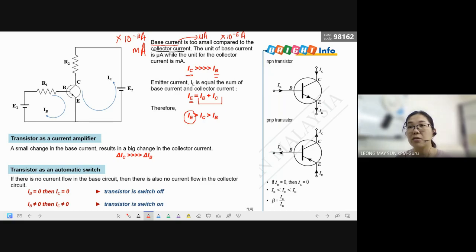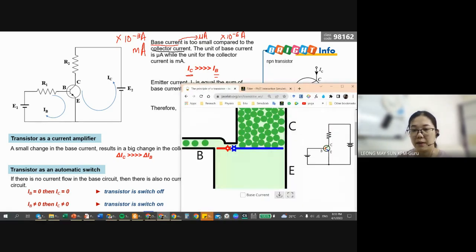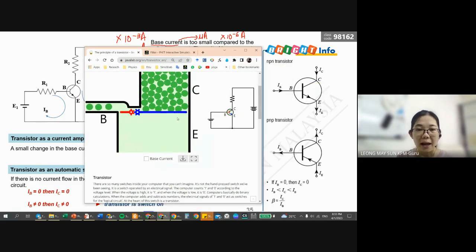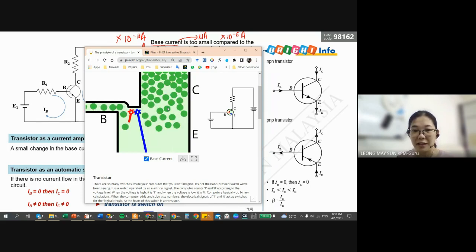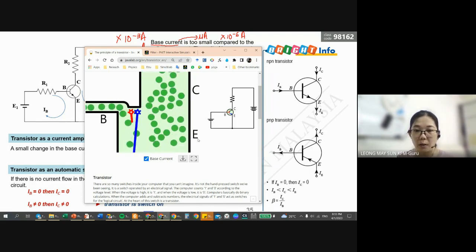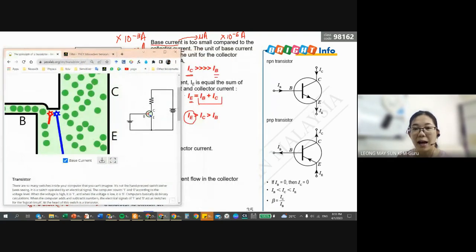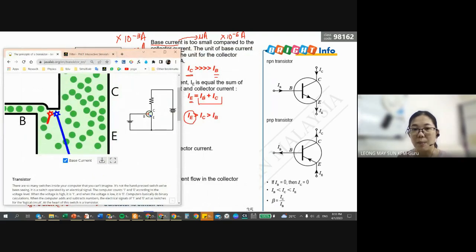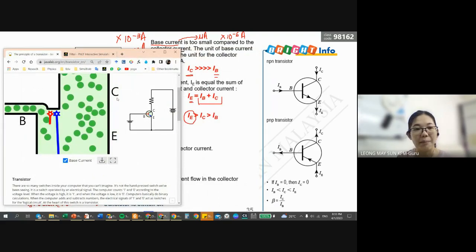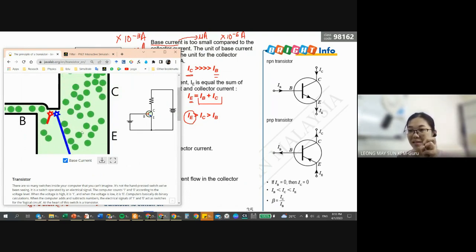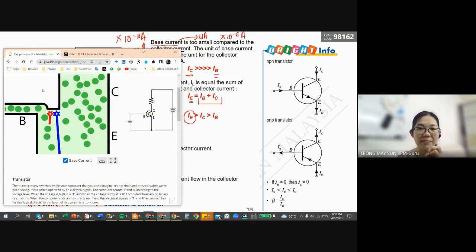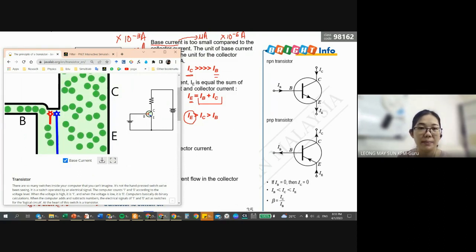Now, if you recall the simulation that I had just now, this is the base current. Here's the collector current. When the base current is sufficient, the collector current and the base current will become the ammeter's current. That's the reason why the formula here is ammeter's current equals base current plus collector current, because the ammeter will be the sum of both base and collector current. I hope this simulation explains it to you.